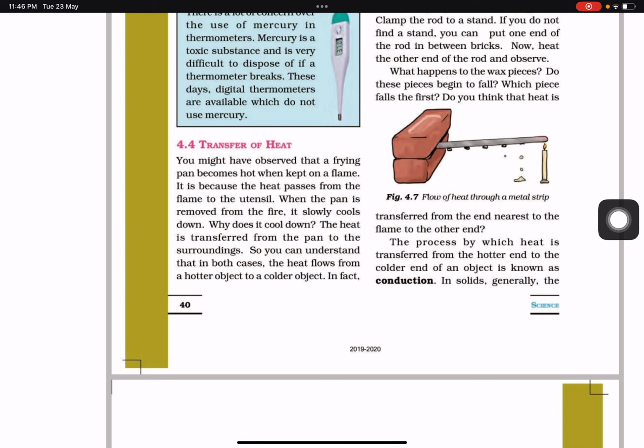Now notice, when you are cooking a chapati, I can say the spatula, its end also heats up and its starting point also heats up due to conduction.